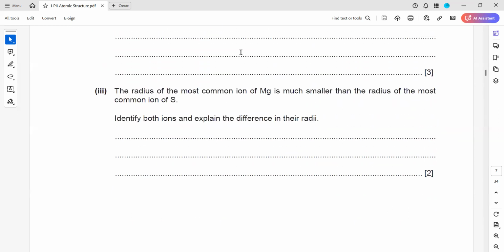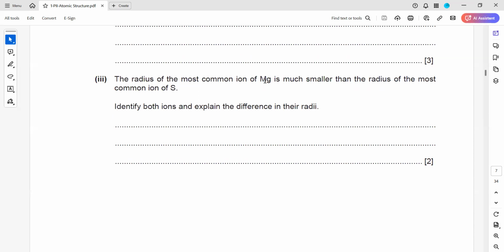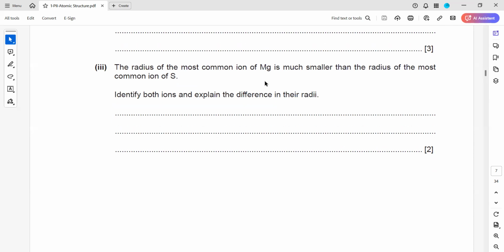The radius of the most common ion of magnesium is much smaller than that of sulfur. Identify both ions. What is the ion for magnesium, as it belongs to group 2? The magnesium ion will be Mg2+. And what is the common ion for sulfur? It belongs to group 6, so it will be 2-. But why is the size different?